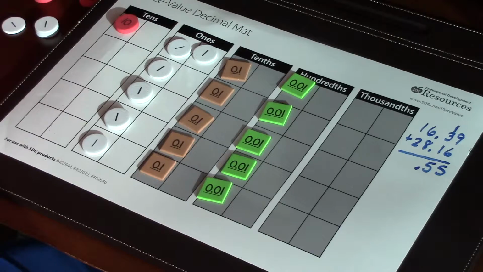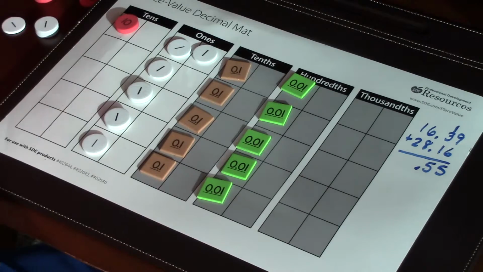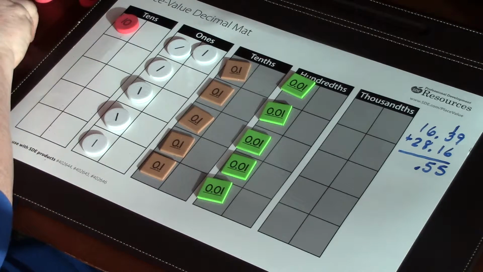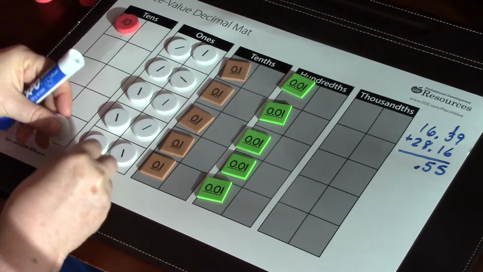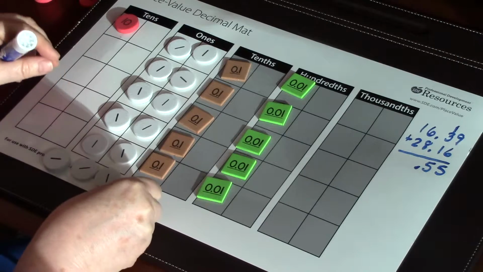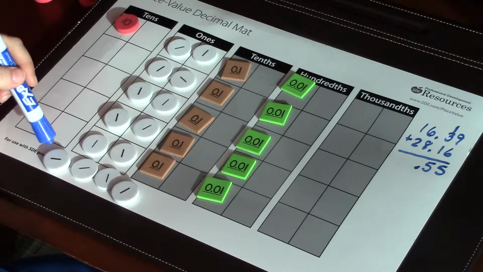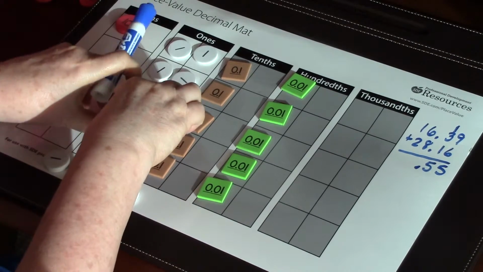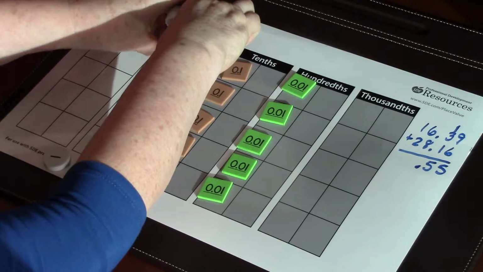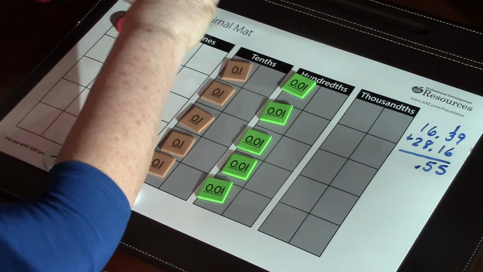Okay, so now if we look in the ones place in the number, how many ones are in the ones place? I've got 6 ones, and now I need to add 8 ones. 1, 2, 3, 4, 5, 6, 7, 8 ones. So in our ones place, how many total ones do we have? 14 ones. Can we record 14 ones in our ones place? I can only have one digit, so I want to keep the 4 ones. And I'm going to take these 10, scoot them over here, and change this for a 10.